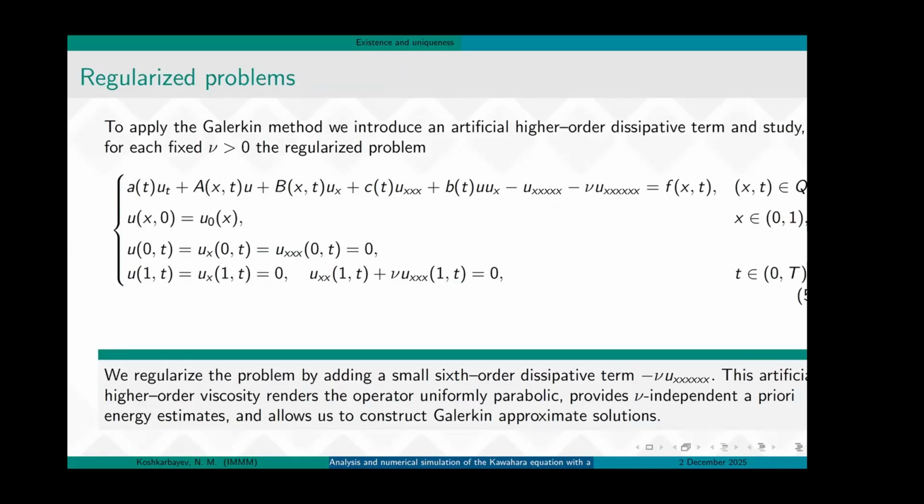To prove the existence of solution, we use the Galerkin method. However, to ensure convergence, we first introduce a regularized problem. We add an artificial 6th-order dispersive term with parameter nu. This term provides the necessary viscosity to make the operator uniformly parabolic and allows us to derive a priori estimates.